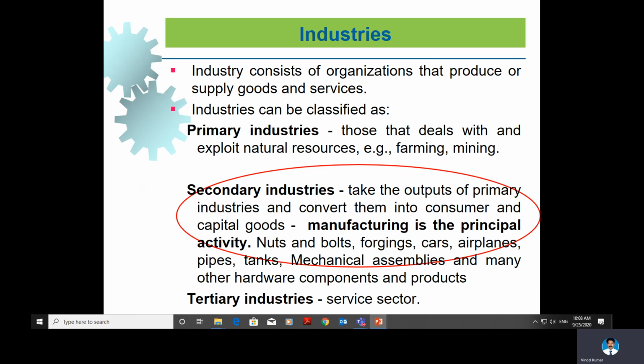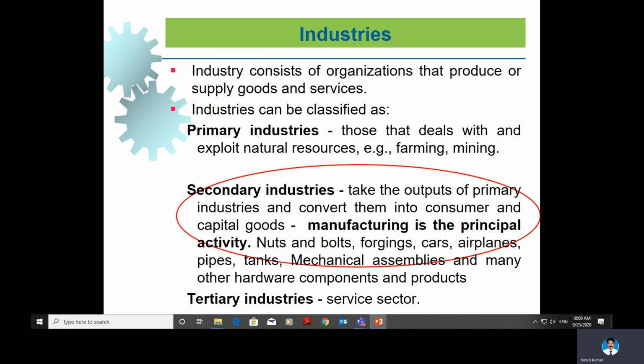There are three types of industries in general: primary industries, secondary industries, and tertiary industries. Primary industries are industries that deal with exploration of natural resources like farming and mining, gold mining, or production of iron from the ores, etc. Then secondary industry, manufacturing, basically deals with secondary industries.